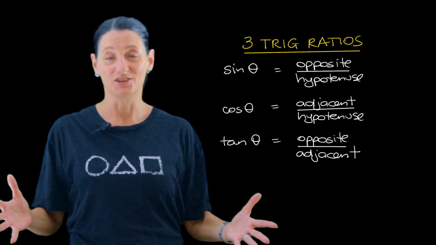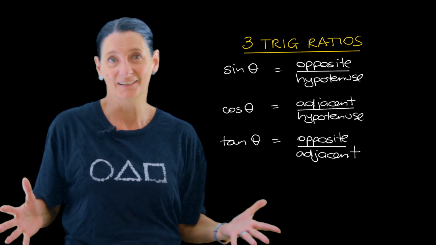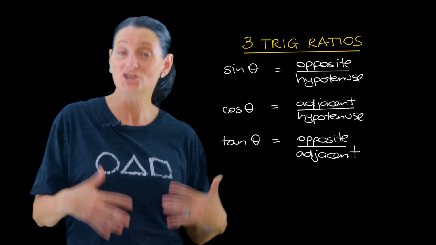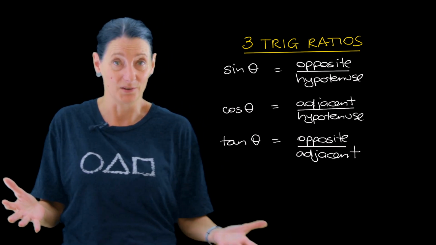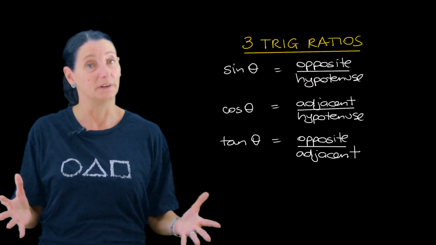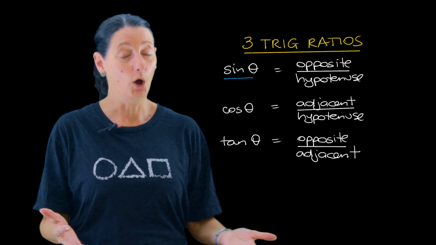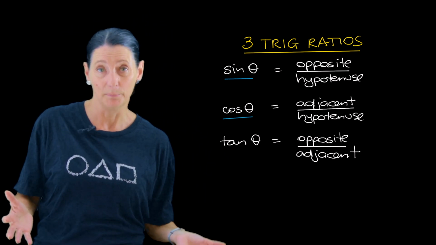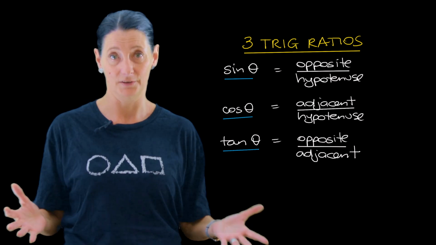The three trig ratios: sine, cos and tan. What are they? Well, they're just names we assign to the ratio of sides in right angle triangles. It's pretty straightforward. Sine is equal to the opposite side over the hypotenuse, cos is equal to the adjacent side over the hypotenuse, and tan is the opposite side over the adjacent.